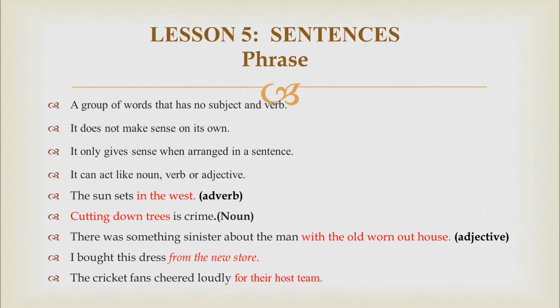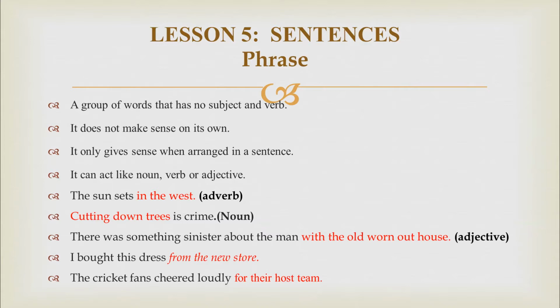Cutting down trees is a crime. So cutting down trees is the phrase and it is acting like a noun here. There was something sinister about the man with the old worn out house. With the old worn out house is an adjective. It tells us the quality of the man. And this is also a phrase.